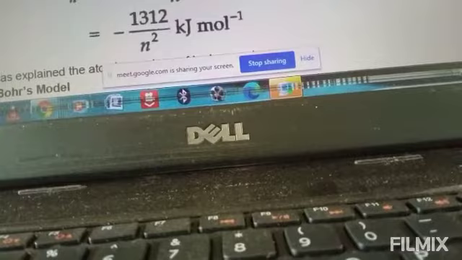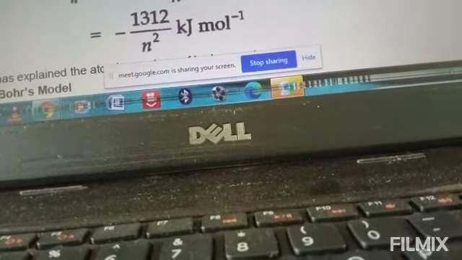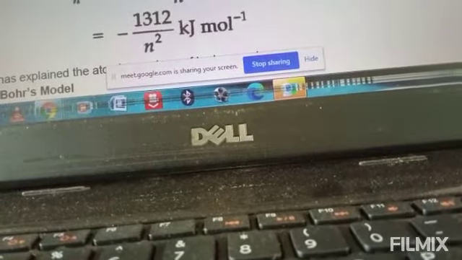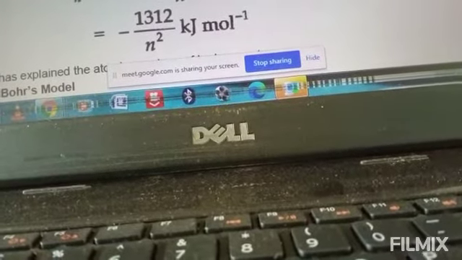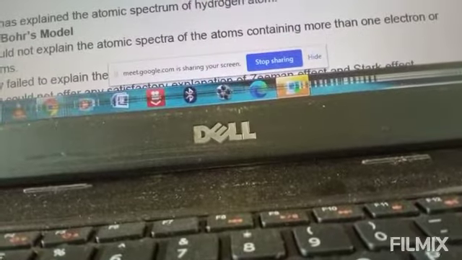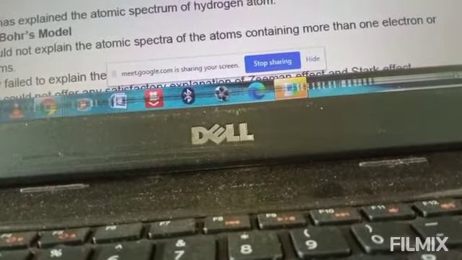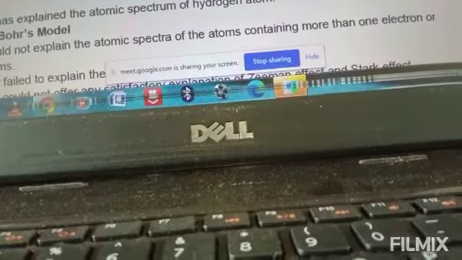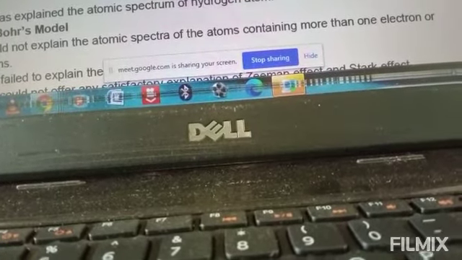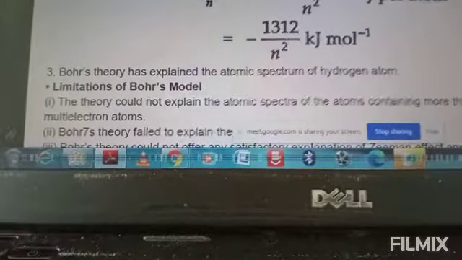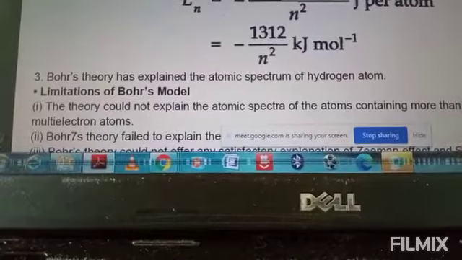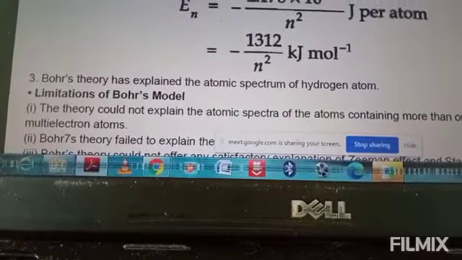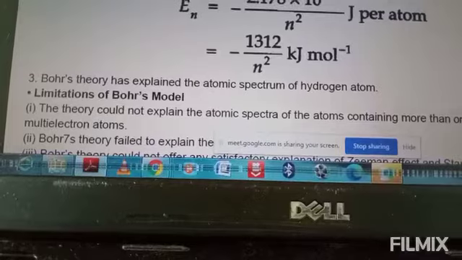That is En equal to minus 2.178 into 10 power minus 18 divided by n square joules per atom, and this may be equal to minus 1312 divided by n square kilojoules per mole. In the third advantage, Bohr's theory can explain the atomic spectra of hydrogen atom. These are the advantages of Bohr's theory of an atom.